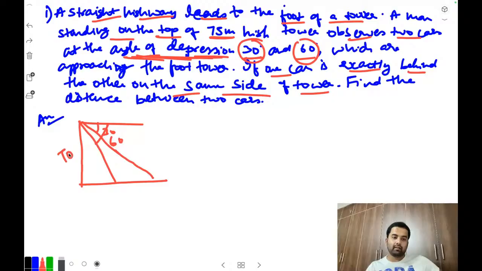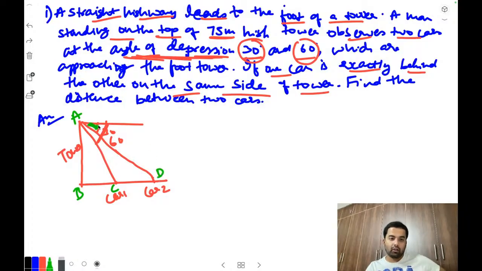This is our tower. First angle 30, second angle 60, the big one. Here is car one, the first one. Here is car two. Let me mark this with alphabets, this will be easy for us: A, B, C, and D here.